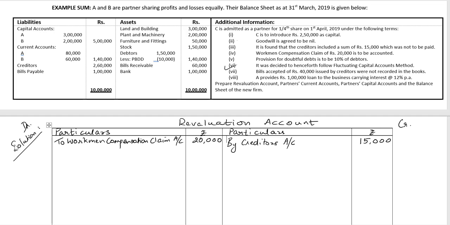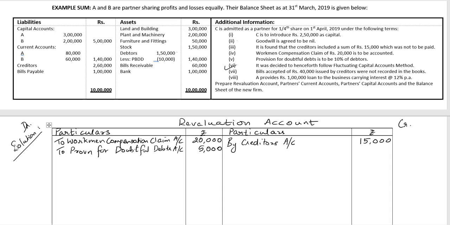The fifth point, provision for doubtful debts is to be 10% of debtors. The debtors amount is 1,50,000. 10% comes to 15,000 rupees. Existing provision is 10,000. So we need to debit the revaluation for the difference. So to provision for doubtful debts account 5,000 rupees.